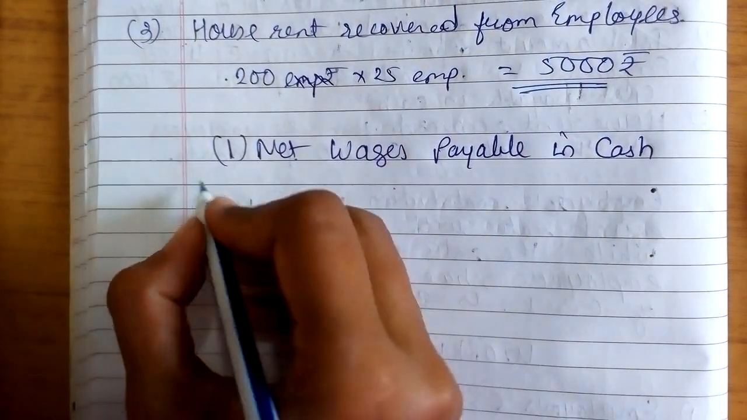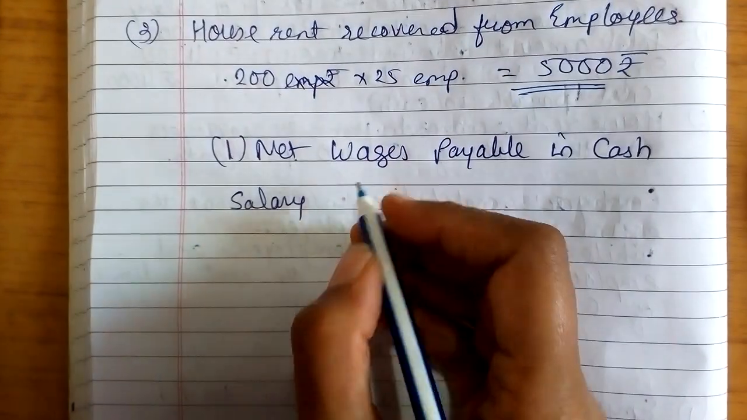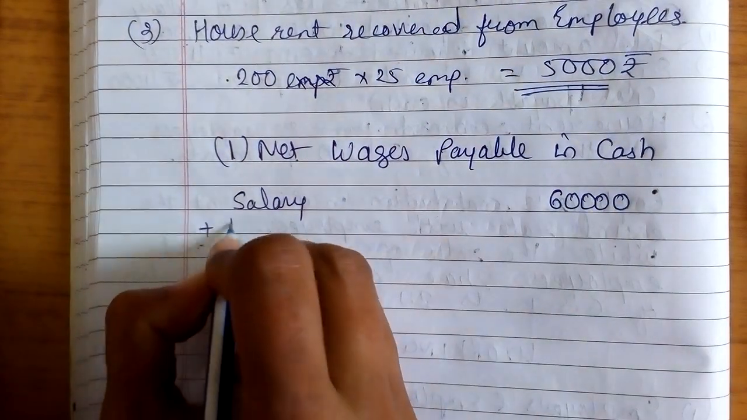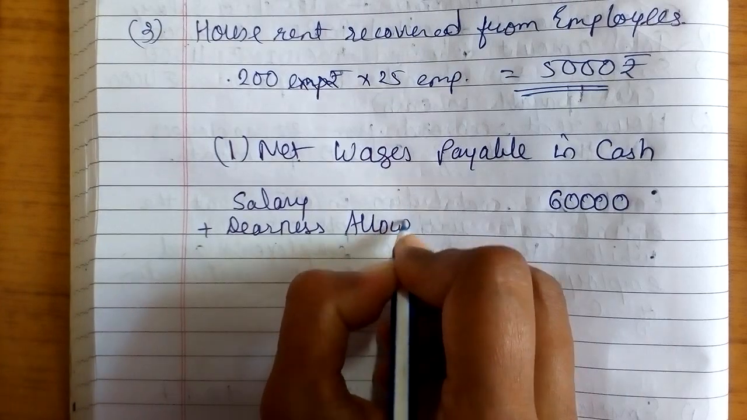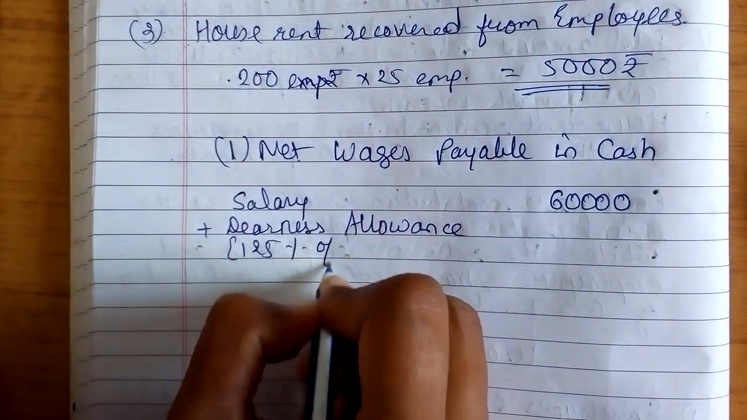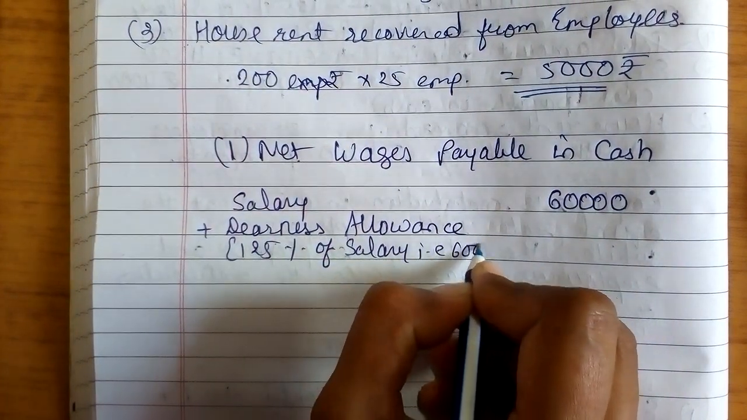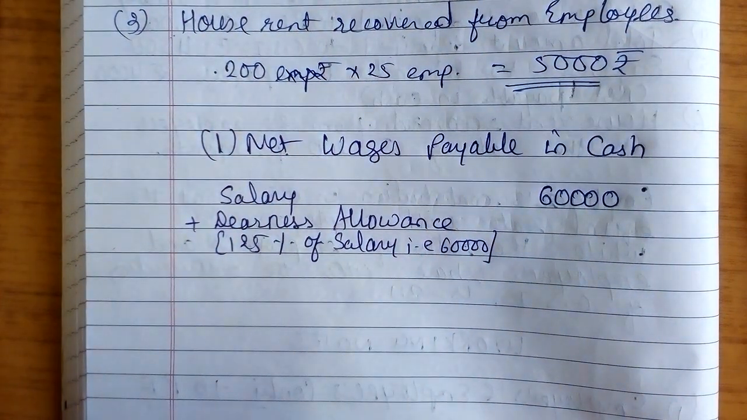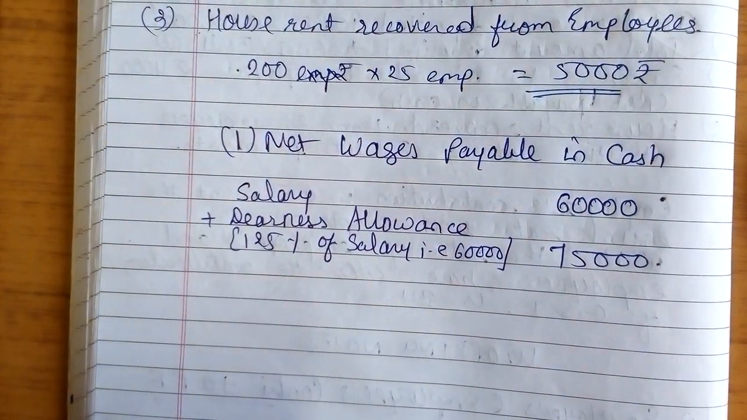So starting with salary rupees 60,000 plus dearness allowance, it is given 125% of salary, that is 60,000. So 125% of this 60,000 will be 75,000, right?